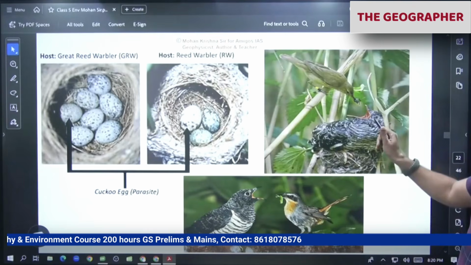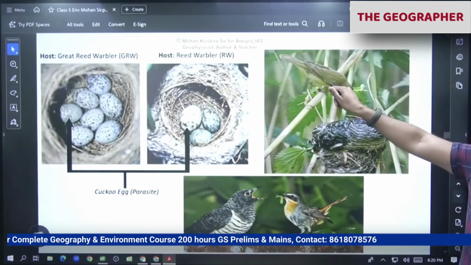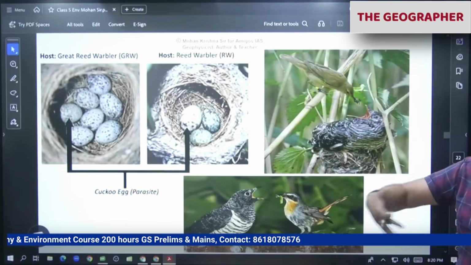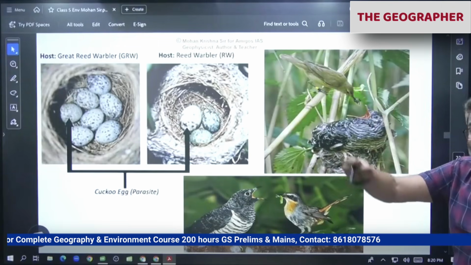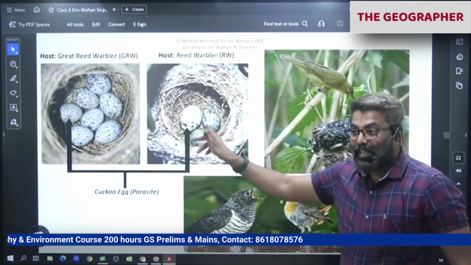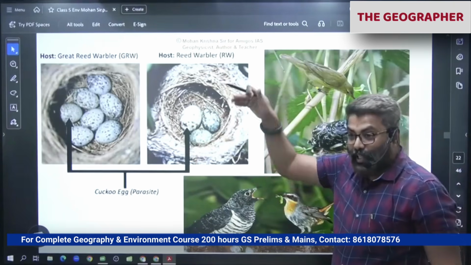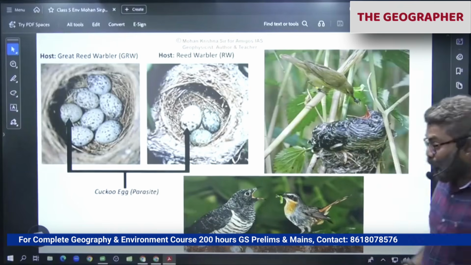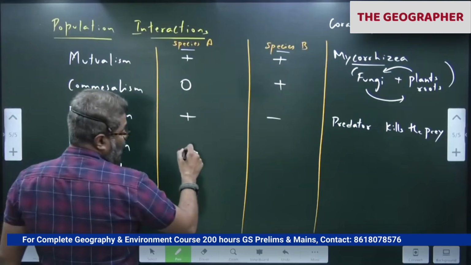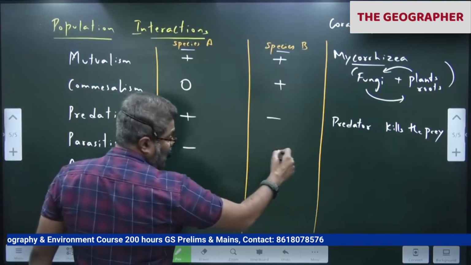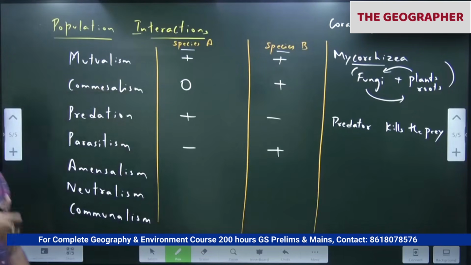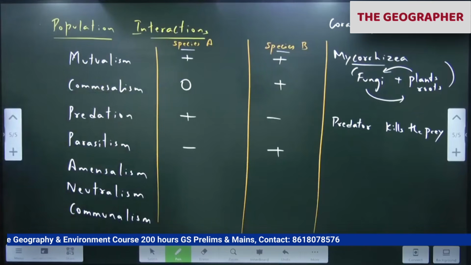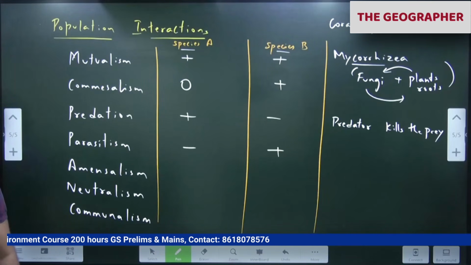One bird is benefited, the other bird is harmed, where its progeny is not continuing. Its chicks are not born at all here. That way its population decreases, and this bird's population increases. So in this parasitism, one species is harmed, the other species is benefited. So what is brood parasitism? You know now. Brood parasitism is practiced by birds.